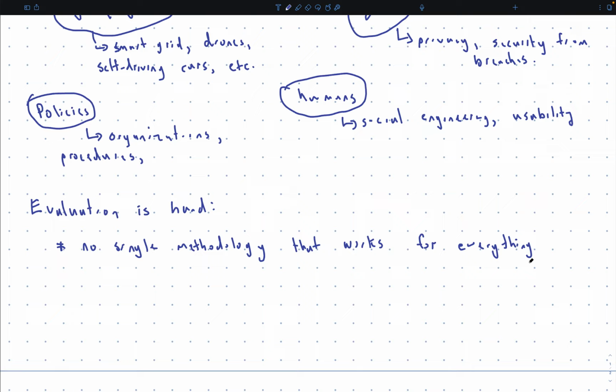That's how methodologies tend to work. They're widely applicable, but they're not very deep, or they're very deep, and then they're not widely applicable. So you don't have one that's both. So I should say that works for everything and produces non-trivial results.